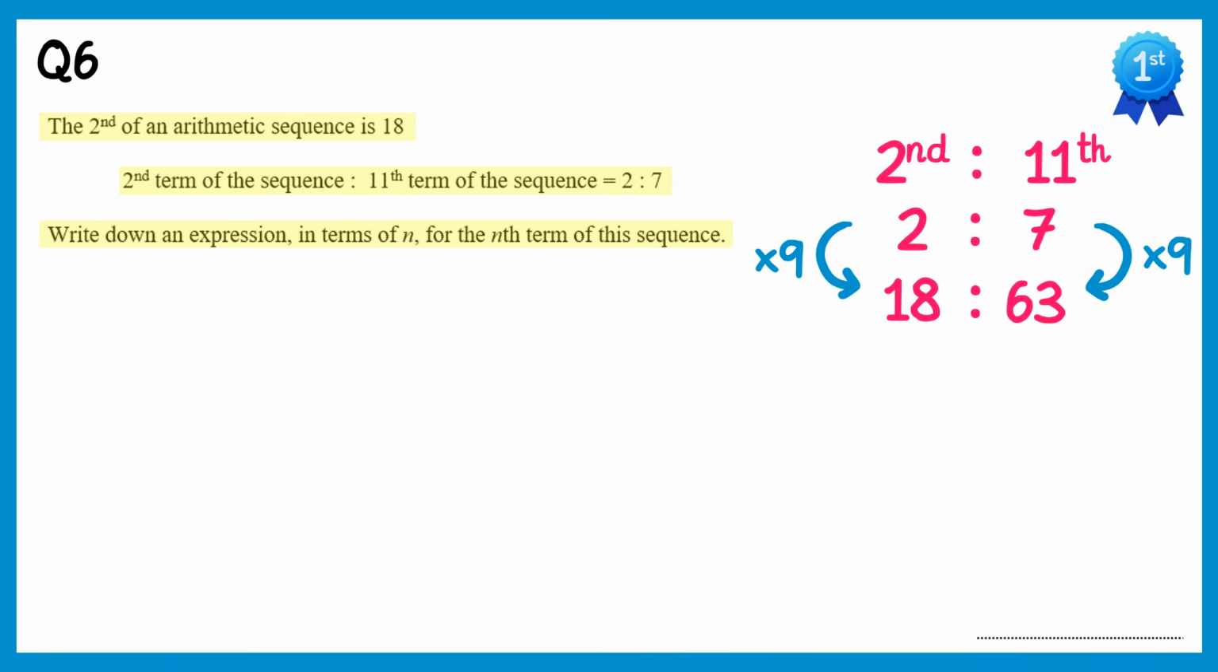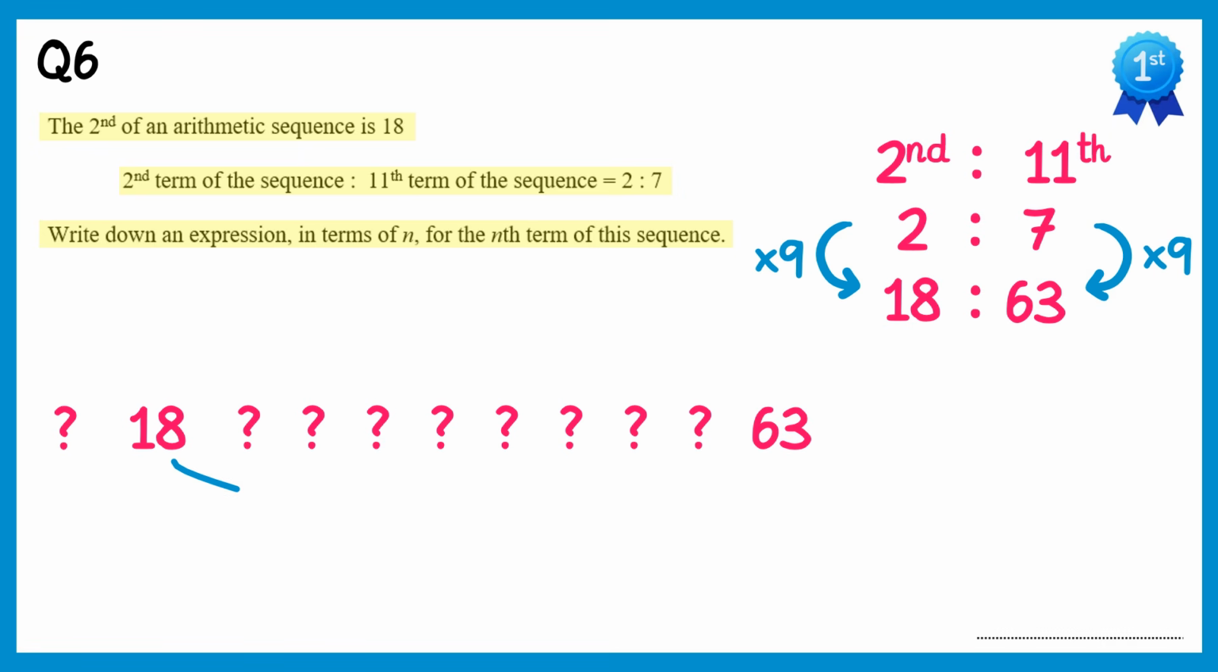So in this sequence we know the second and the 11th term. We don't know the first term, we know the second one, that's 18, we also don't know the third term all the way to the 10th term, but we do know the 11th term is 63. So to get from 18 to 63 here, we need to add on 45. But to get from the second term all the way to the 11th term, we must have jumped 9 terms. So if we do 45 divided by 9, we know that each of these single jumps here is a 5. So to get from one term to the next term in this sequence, you add on 5.